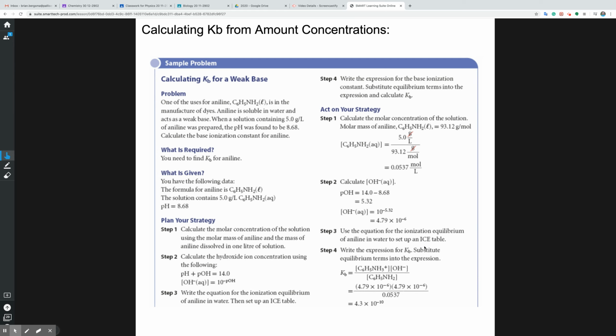It's not showing it here, but we would put this number in as our concentration at equilibrium for both our hydroxide and our weak base. Then we know this is our initial, and we go minus this, but again, if you look here, the significant digits won't matter, so this is going to stay the same. Then we can write our numbers into this Kb expression and solve for our Kb, 4.3 times 10 to the minus 10.